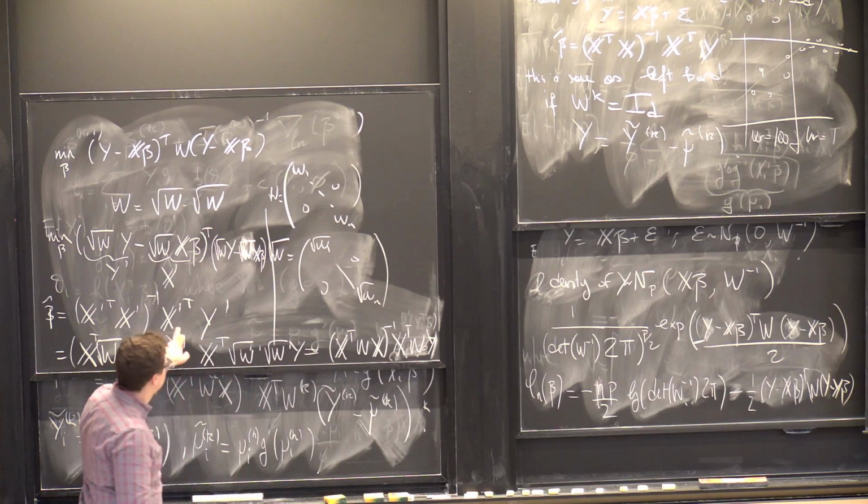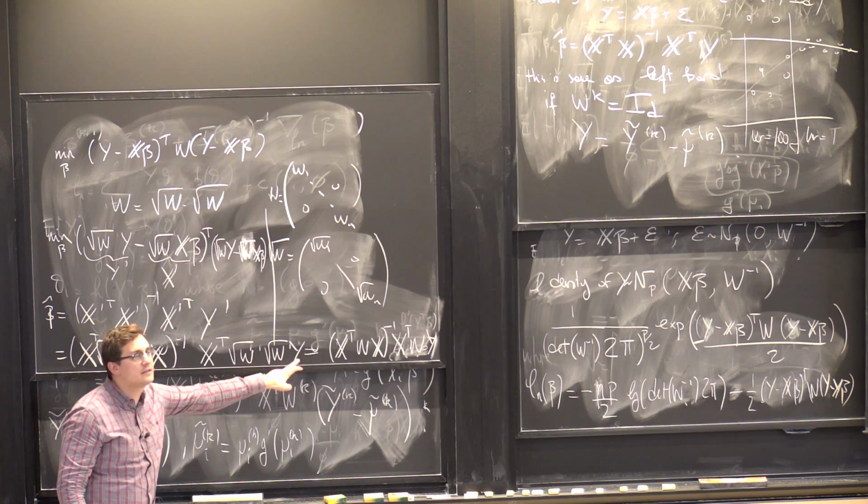Why not square root WY? Because I have two of them. I have one that comes from the x prime that's here, this guy, and then I have one that comes from this guy here.